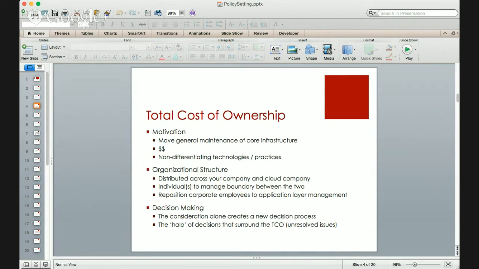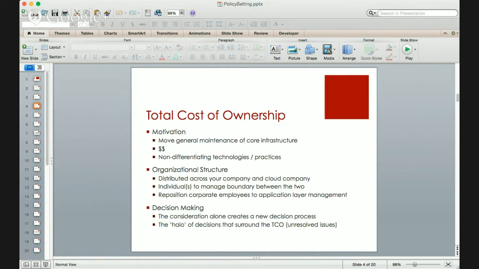Again, organizational structure, I'm losing some ownership, so it's going to be distributed between me and the company. I probably want to have individuals start managing the boundaries between myself and the cloud organization, and then move employees down to that application layer management, or I should say up to that application layer management. I think what you saw on Wednesday was that the decision making alone creates a new decision process. So it's not just a flip of a switch to move to the cloud infrastructure, but there are a lot of decisions that need to get made as we move forward.